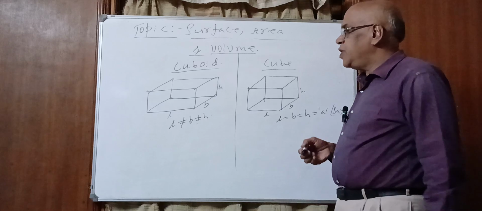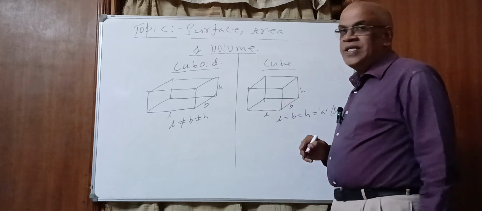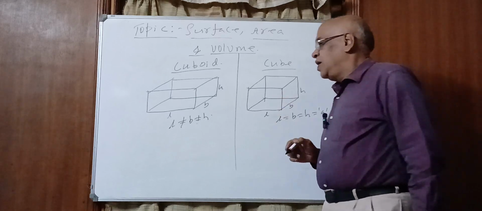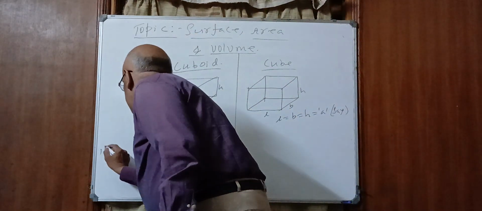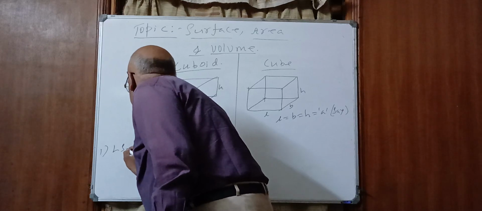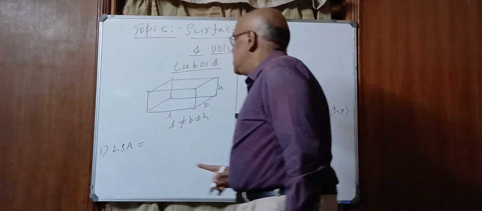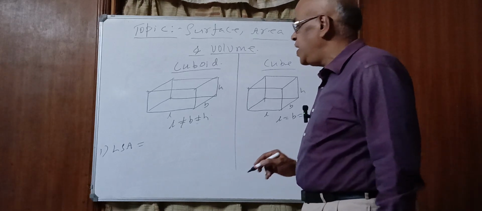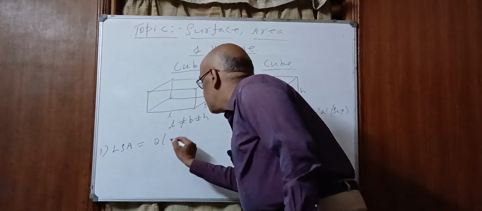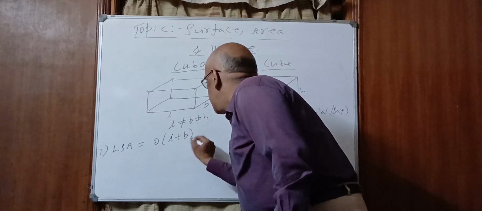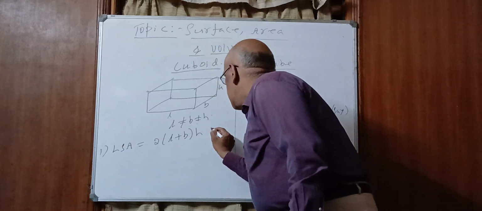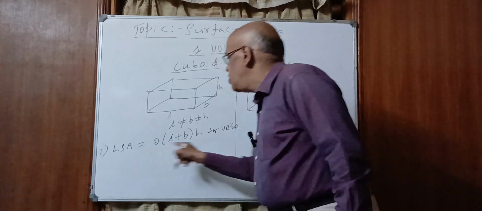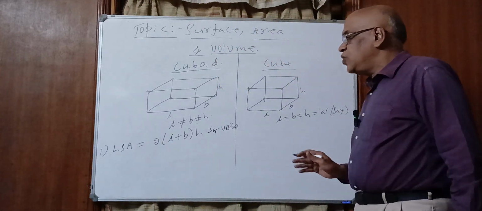What are we going to study here? We are going to study three formulae: LSA, TSA and volume. Come children, we'll discuss. The first one, LSA. LSA means lateral surface area of a cuboid. What is the lateral surface area of a cuboid? 2 into (L plus B) into H square units. Because it's area, square units. 2(L plus B)H square units.